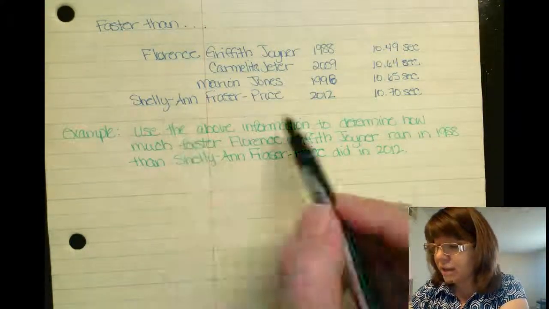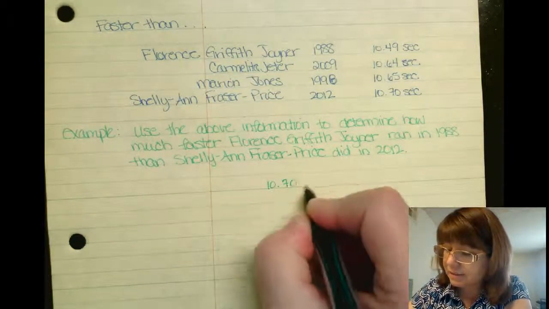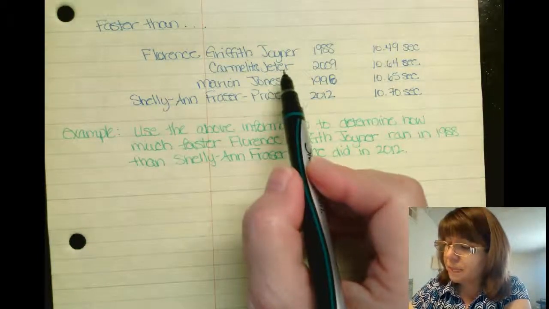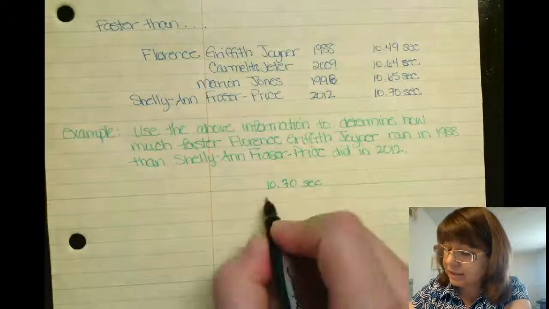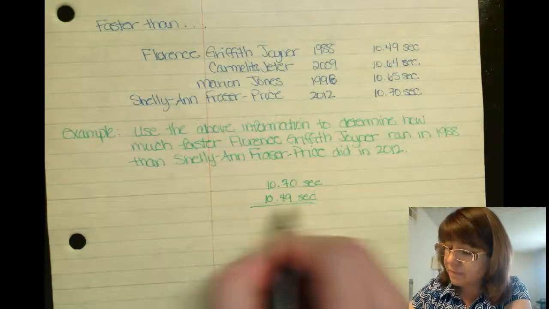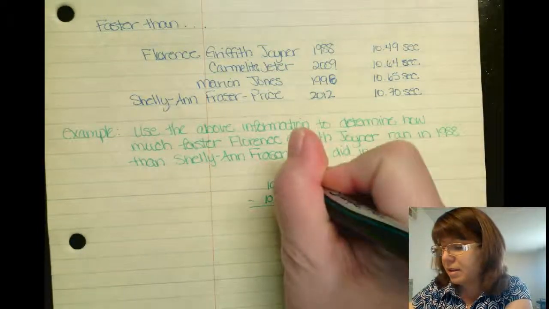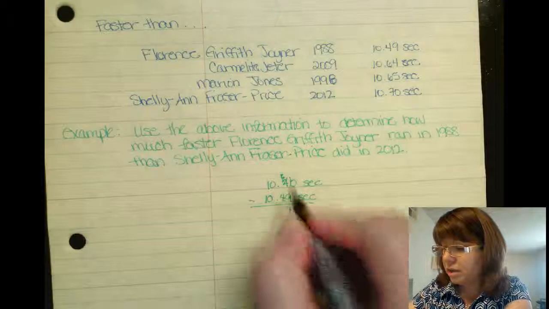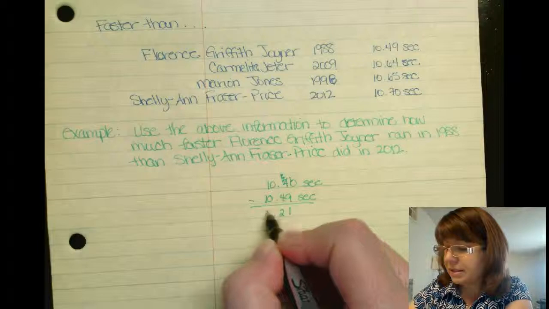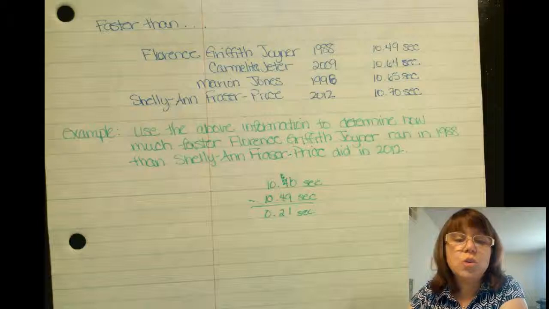I'm going to take Shelly Ann Fraser-Pryce's time of 10.70 seconds, and I'm going to subtract Florence Griffith Joyner's time of 10.49 seconds. We're going to see how much faster Florence Griffith Joyner was. So 10 minus 4 is 6. 10 minus 10 is 0. Wow. So not very much faster, 0.21 seconds.